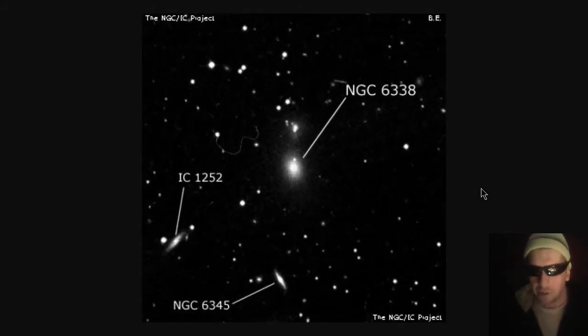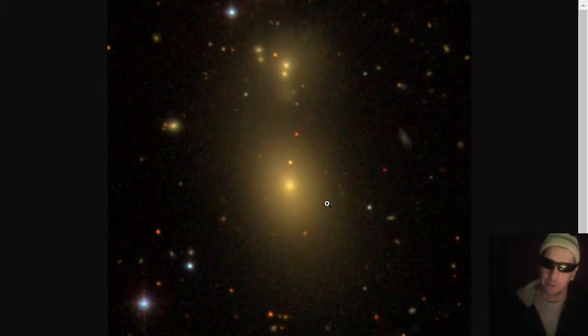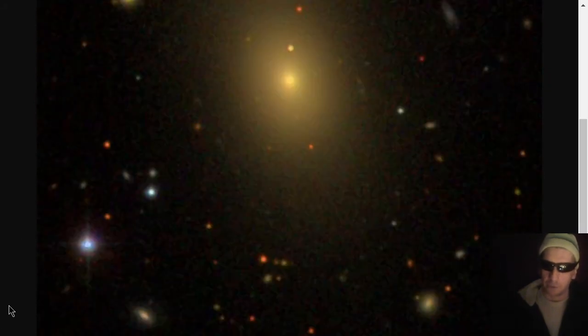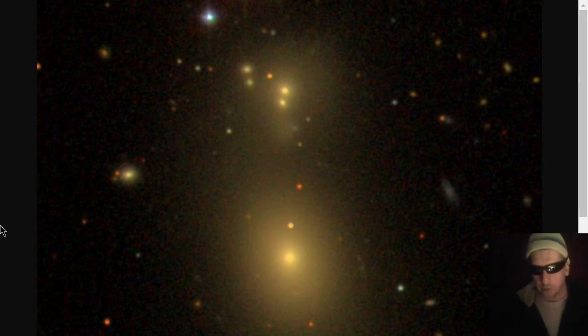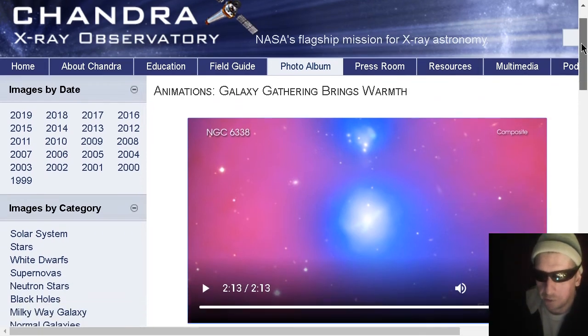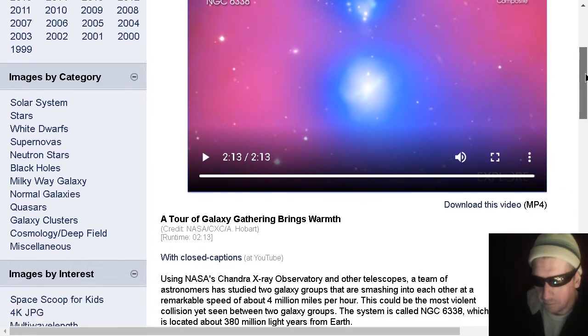Let's talk about NGC 6338, a massive elliptical galaxy. It's really a cluster, and it's located at quite a great distance. I don't know exactly what the distance is believed to be. Here's a close-up image of it here. I'm not sure exactly which image this is. Looks like visible light. And apparently this is really two galaxies that are speeding toward each other at 4 million miles an hour. Chandra's just released a video about it, so check that out in your spare time.